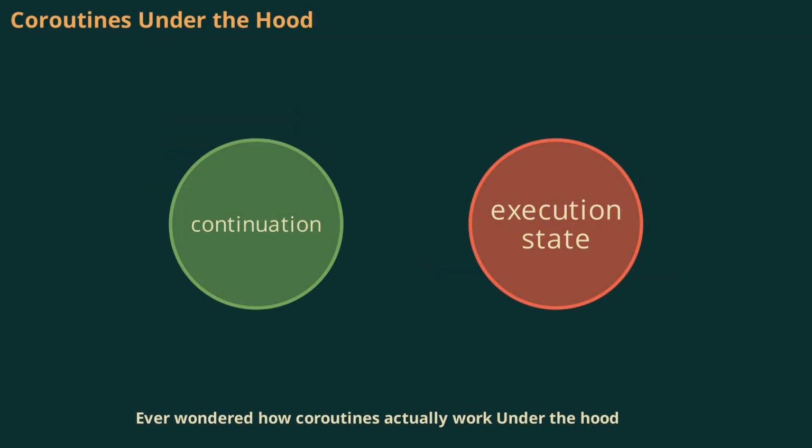Ever wondered how coroutines actually work? Under the hood, they use continuations to save and restore execution state. This allows them to pause and resume without blocking threads. Understanding the internals can help you write more efficient code and debug tricky issues when they arise.